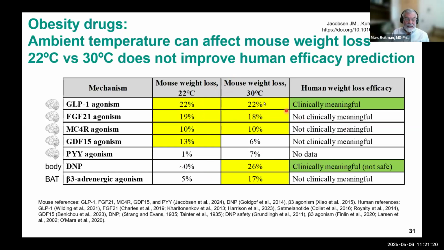So unfortunately, the conclusion from this work is that 22 and 30 neither improves the prediction of a human obesity drug efficacy. So I think this is a sort of emperor has no clothes slide. I think it's pretty definitive at this point that we don't know how to optimize based on ambient temperature mouse physiology for prediction of human obesity drug efficacy.